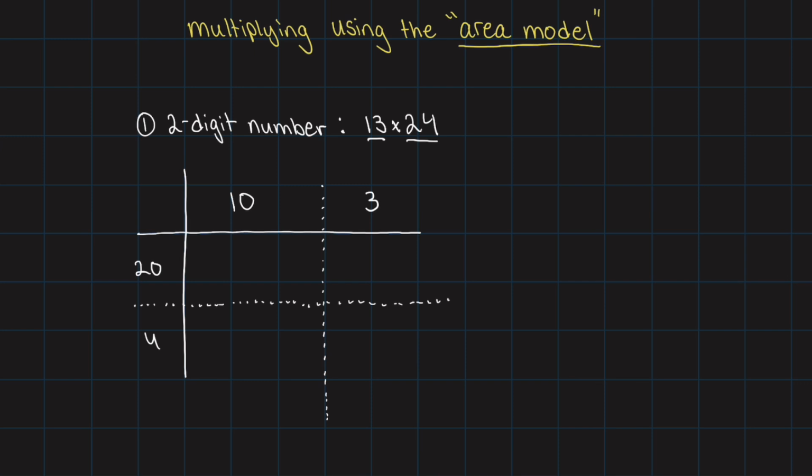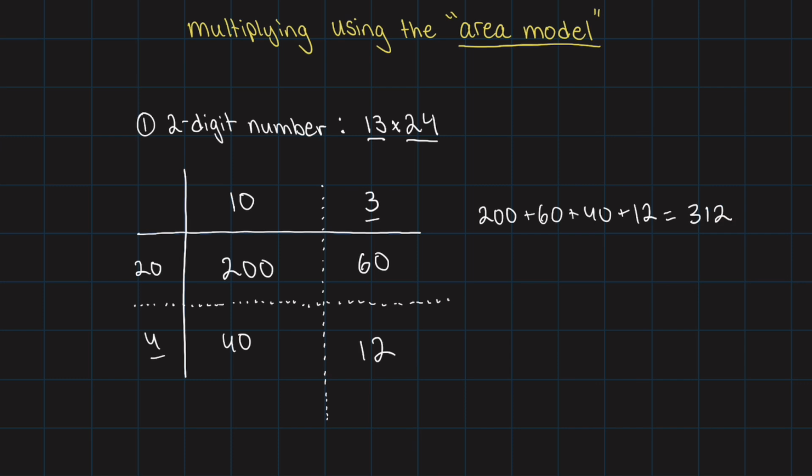So we have 10 times 20, which is 200, right? And then we have 20 times 3, which is 60. And then we do the same for the bottom two squares. We have 4 times 10, which is 40, and then we have 4 times 3, which is 12, right? And then we take all these numbers and we add them together. We have 200 plus 60, which gives us 260, plus 40, which gives us 300, plus 12, which gives us 312. And if you calculate 13 times 24, it will give you 312.